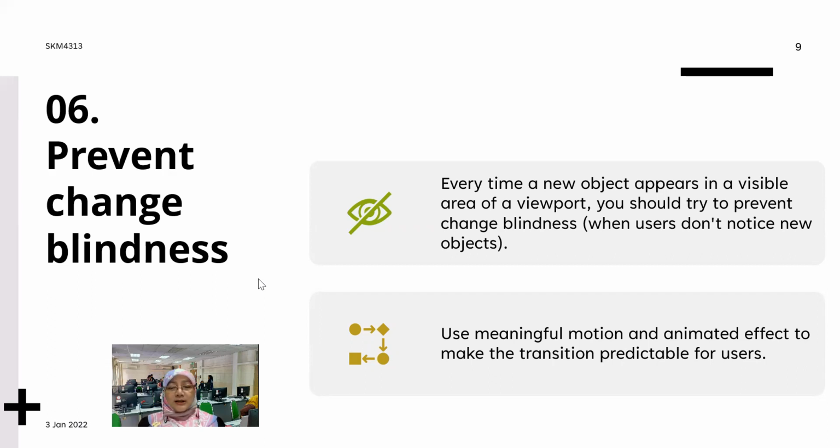Use meaningful motion and animated effects to make the transition predictable for users. So do not use sudden displays or sudden transitions, so that the user can predict what is next. So the communication between users and your app is smooth. They know what's going on.